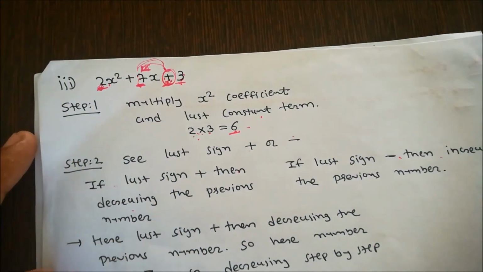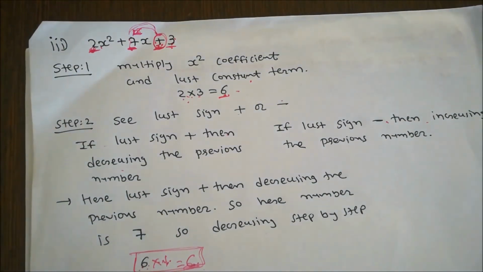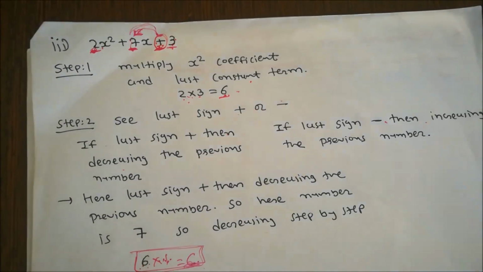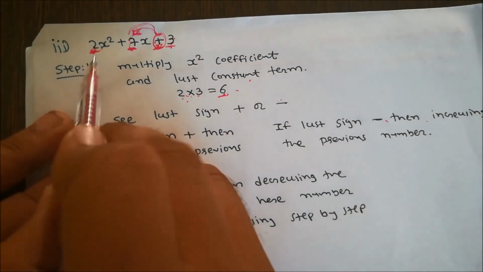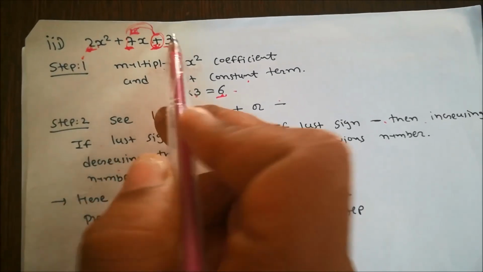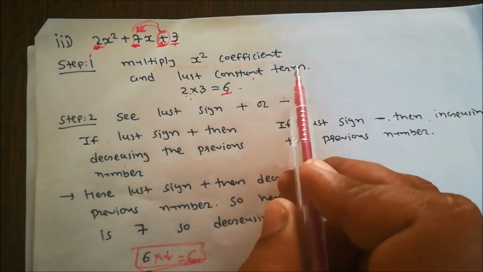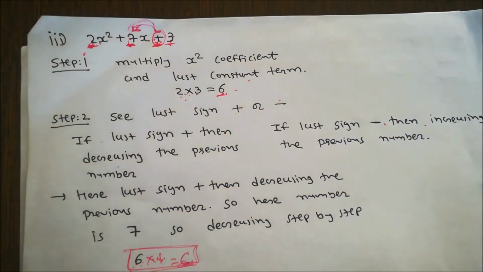We see another example: 2x² + 7x + 3. Follow similar steps in this example. In step number 1, multiply the x² coefficient and the last constant term. Here the x² coefficient is 2 and the last constant term is 3. So we get 2 into 3 is equal to 6.